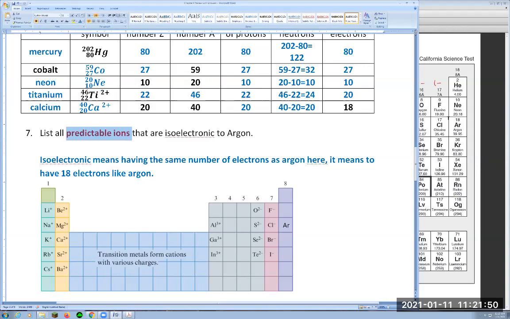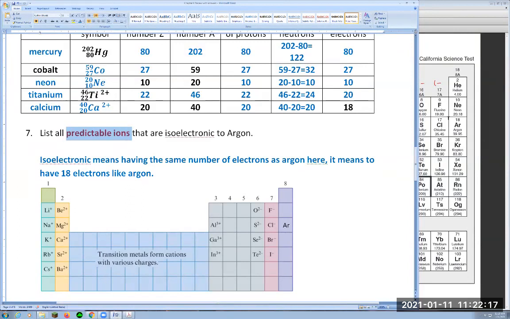The transition metals here form cations with various charges. They are variable, which means sometimes there will be 2+, 1+, 3+, 6+. They can have all kinds of charges, and depending on the element, it will be different. So these are not predictable. You cannot know from their position in the periodic table what kind of ion they will become.